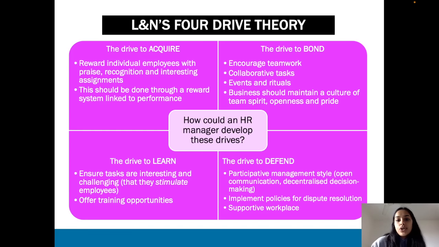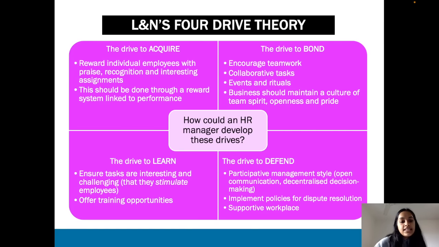The drive to bond, so encouraging teamwork, setting collaborative tasks, events and rituals, and also the business ensuring that they're maintaining a culture of team spirit, openness and pride. So really creating opportunities for employees to connect with each other, learn from each other, but also build relationships with each other, which is all about satisfying their drive to bond. And then we have the drive to learn.